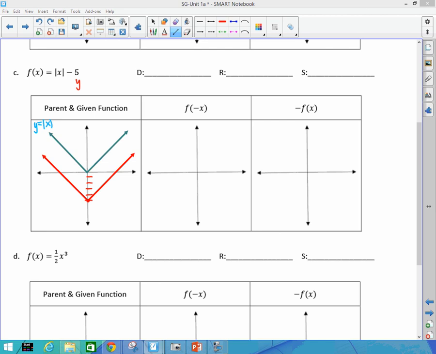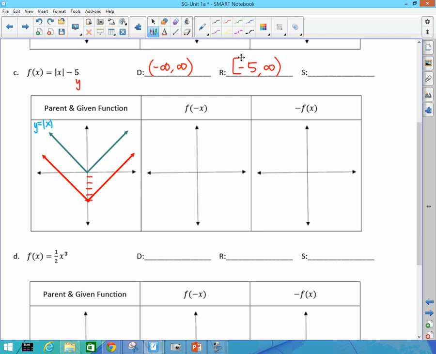Okay, so let's do the domain. Did I shift this thing left or right? It doesn't matter because it's negative infinity to positive infinity. So we go negative infinity to positive infinity. The range used to be from 0 to infinity, but I moved it down 5 units. So now, not 0, but negative 5 to infinity.